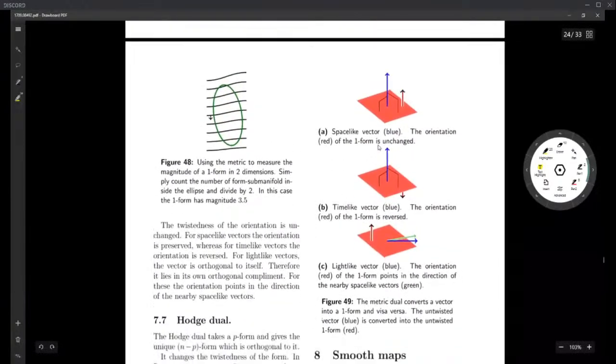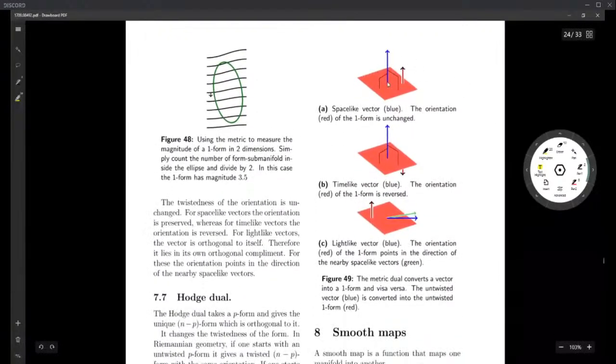Yep, and this is a very visual way of looking at things. So if I have a space-like vector, the orientation doesn't change. For a time-like vector, it's reversed, and for a light-like vector, it's always going to be just perpendicular.